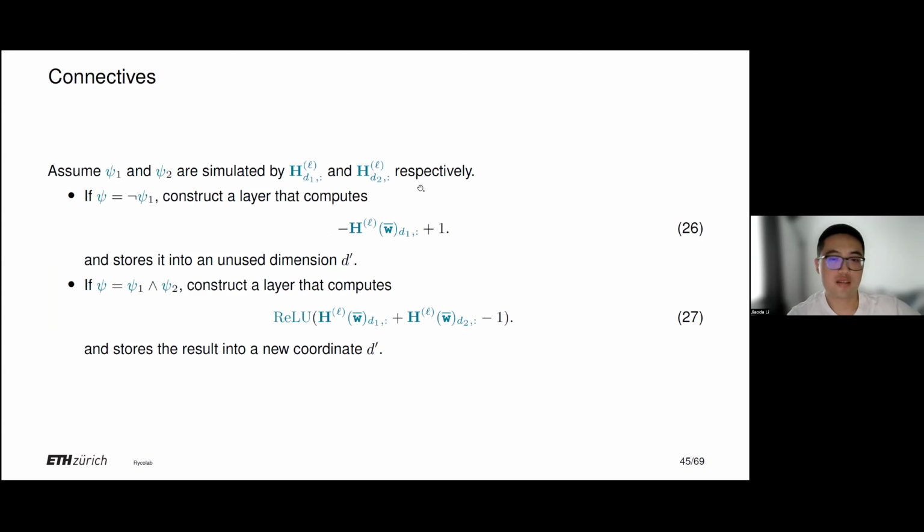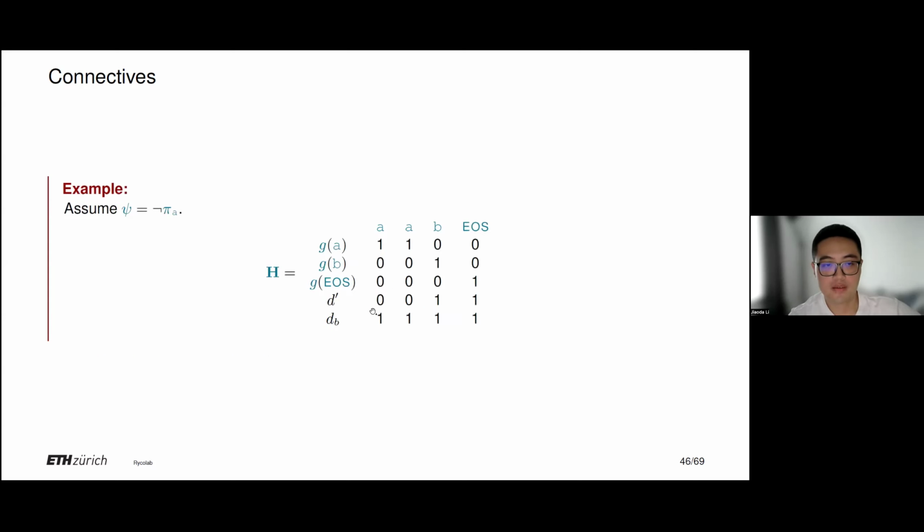And we can simulate connectives. Imagine psi1 and psi2 are simulated by D1 and D2 respectively. We can construct a layer to compute not psi1 with this simple linear layer. And we can simulate psi1 and psi2 with this layer with a residual activation function. For example, if psi is not pi A, then we can just revert the first dimension and then store it in the unused dimension D prime.